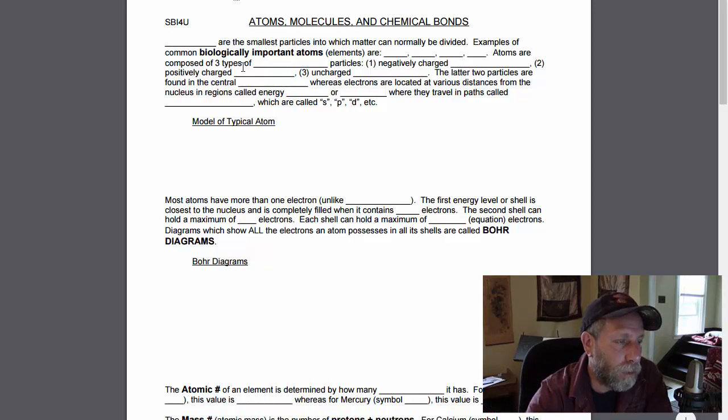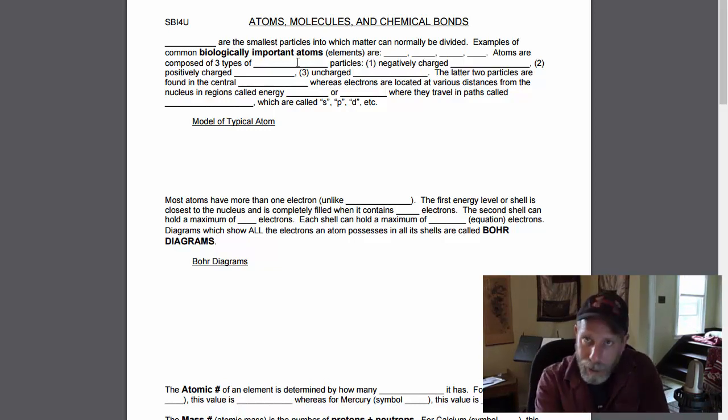Atoms are composed of 3 types of subatomic, that means smaller than the atom, subatomic particles: negatively charged electrons, protons, neutrons. As you're seeing this, you're going, oh, this is all pretty basic stuff, right? I mean, I've seen the periodic table. You're pretty familiar with that. And that's how the course is going to start. You will have confidence that, yeah, okay, I remember this chemistry.